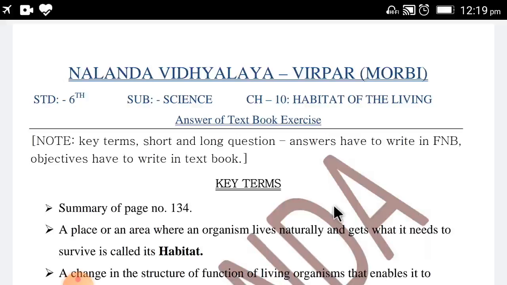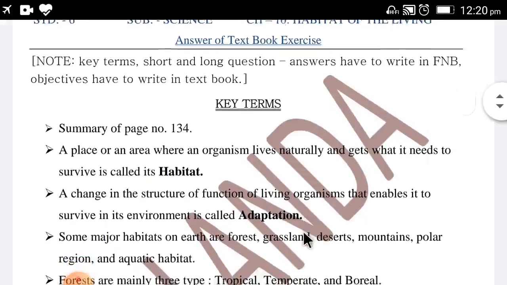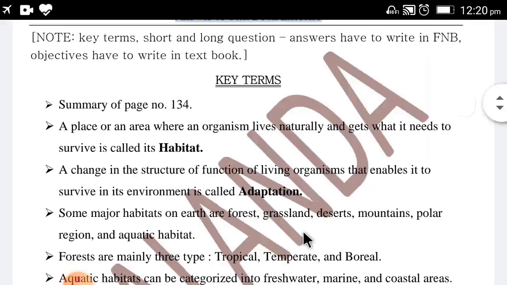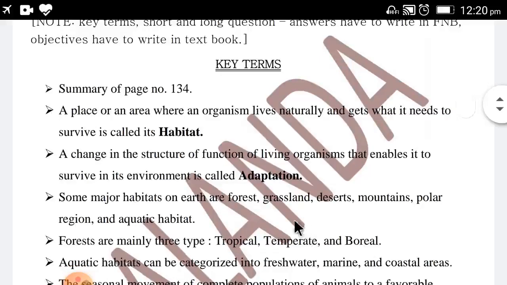In the previous part, you have learned about chapter 10, Habitat of the Living, the chapter explanation, and in this video part you are going to learn the answers of the textbook exercise on page number 135. Let's start. Before you start writing in your F&B, first you have to write the key terms.